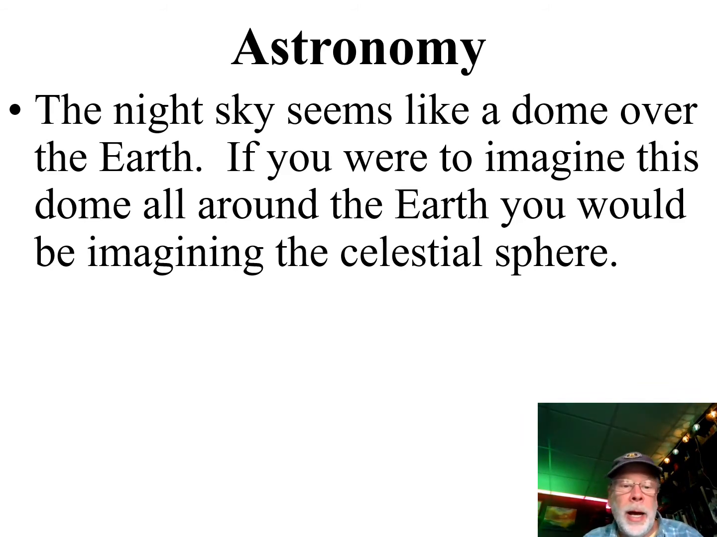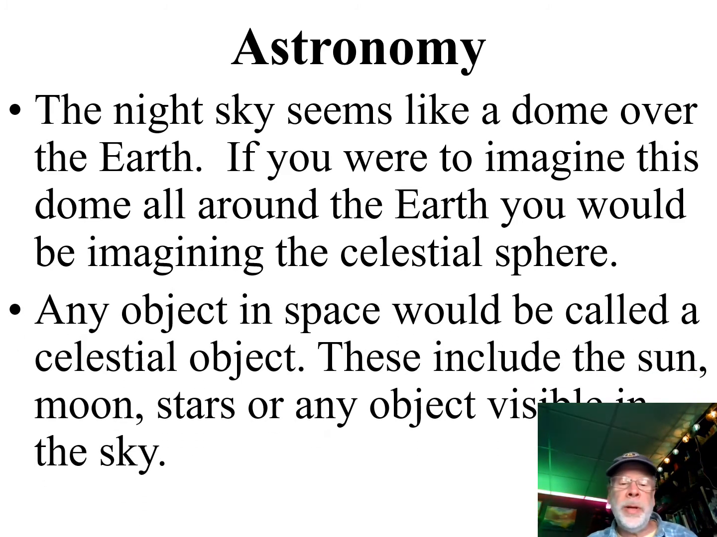And any object in space would be called a celestial object. So that would be the sun, moon, stars, or any object in the sky. A satellite would be a celestial object. An airplane, however, no, that's not a celestial object. That's within our atmosphere. So that wouldn't be a celestial object.